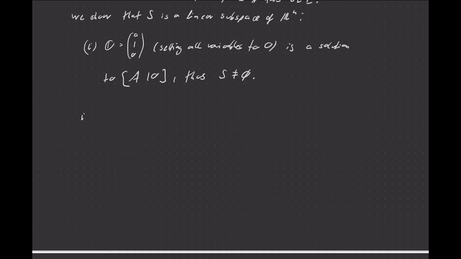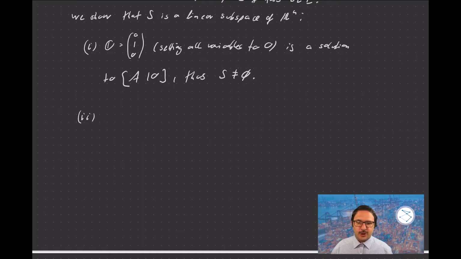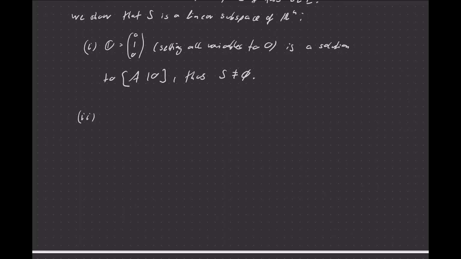Now, the next two steps are a little harder to see. First, we need to prove that S is closed with respect to addition. That means we take two elements of S, or two solutions, and then we prove that the sum of any two solutions is again a solution. Okay, so the next point is closedness of S with respect to vector addition.